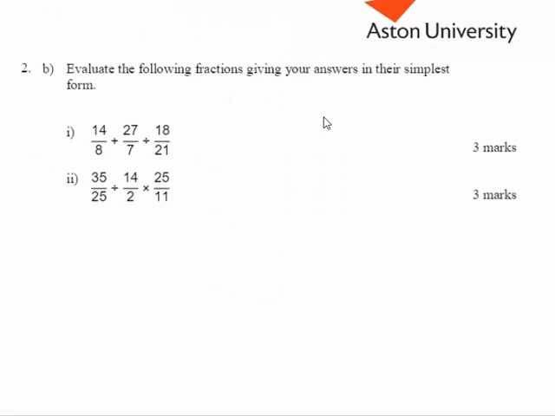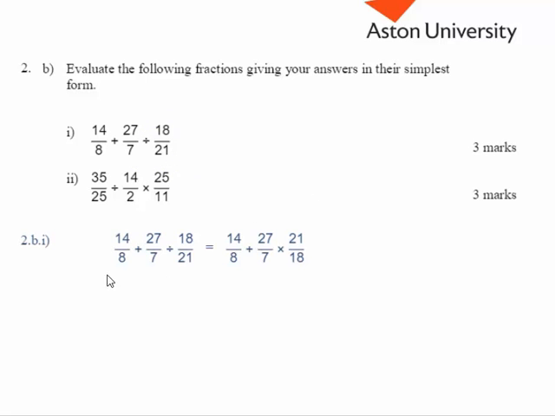Part B. Evaluate the following fractions. Evaluate means find a value for. The first thing to do is to change this divide by 18 over 21. If you think about it, dividing by 2 is the same as multiplying by a half. So dividing by 18 over 21 is the same as multiplying by 21 over 18.